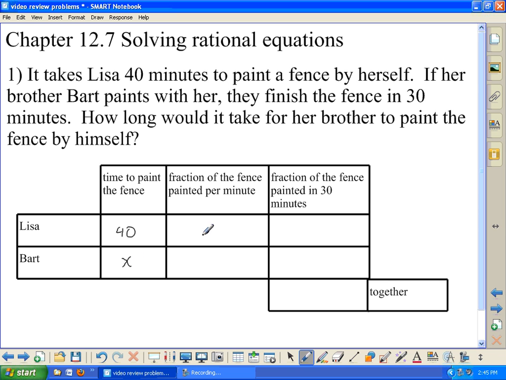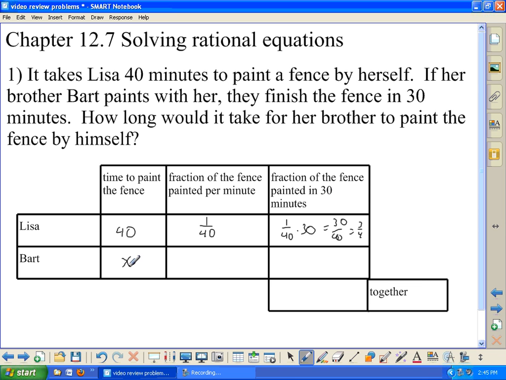The fraction of the fence painted in 1 minute. This is important: if you understand that it takes Lisa 40 minutes to paint the fence, in 1 minute she'll have painted 1/40th of the fence. Which means that if this is how much she paints in 1 minute and she paints for 30 minutes, then 1/40 times 30 is 30/40ths or 3/4. She can finish 3/4 of the fence in 30 minutes.